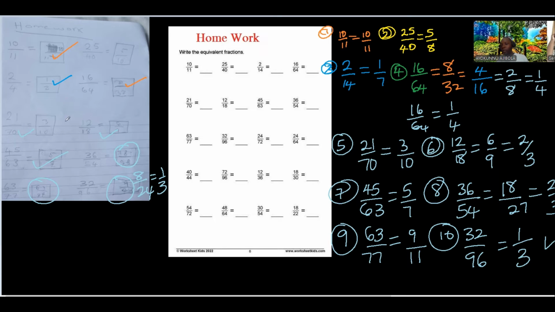So out of the 10, you have 1, 2, 3, 4, 5, 6. So you got 6 over 10. What you're going to do is to write down your corrections, okay? The ones you missed.